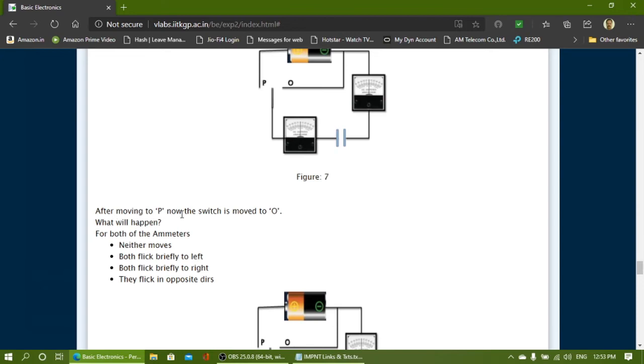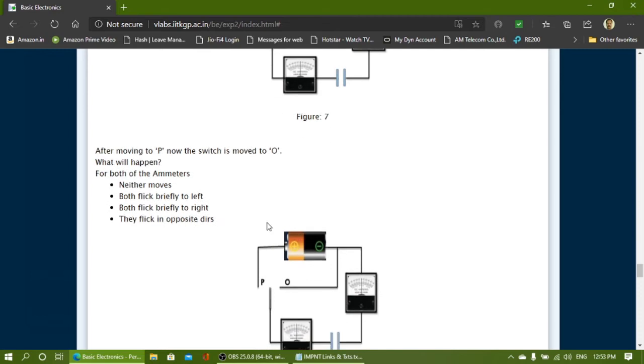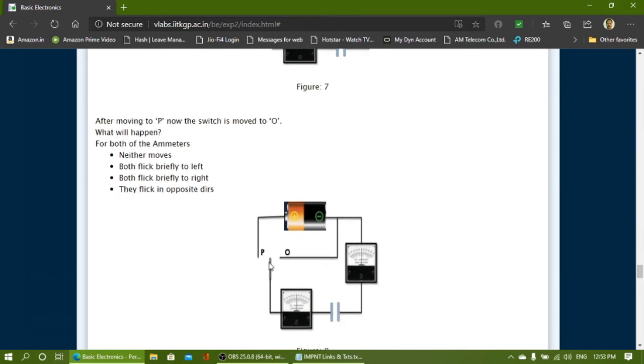After moving to P, now the switch is moved to Q. So what will happen when you connect the switch to Q? The capacitor will start to discharge. So find the situation which is correct. Neither moves, no. Both flick left, no. Both flick briefly to the right, no. They flick in opposite directions, yes.